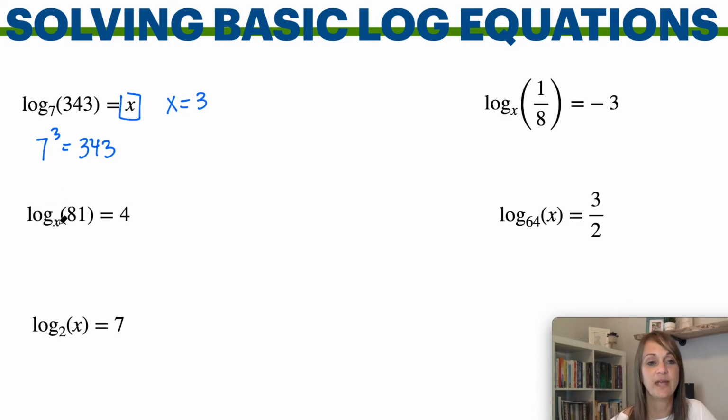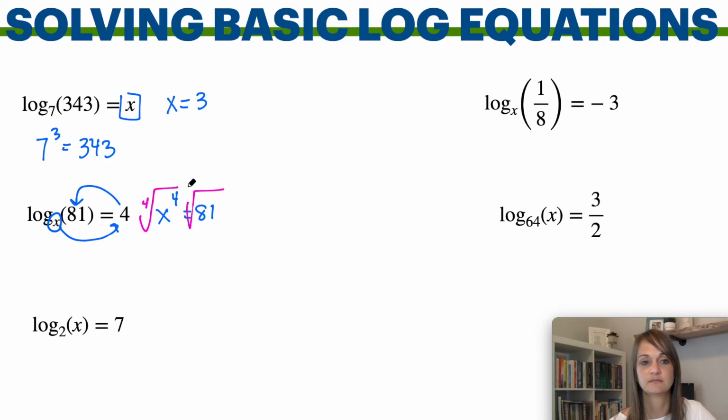In this case, we have x that is inside the log. So in order to get it out, we can take x, raise it to the 4th power, and that is going to equal the inside number of 81. And now, the way we solve for x is we can take the 4th root of 81, and we will get 3.